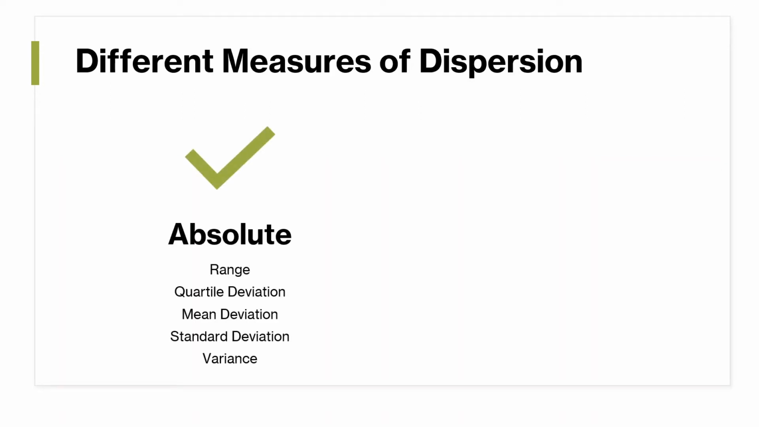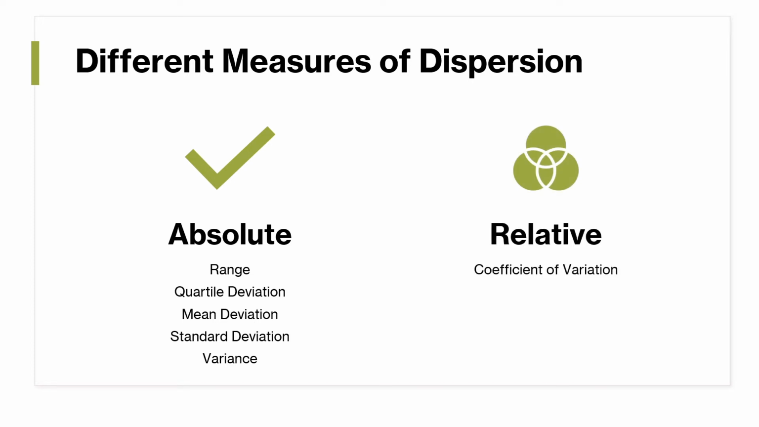There are two kinds of measures of dispersion, absolute and relative measures of dispersion. We will be discussing range, quartile deviation, mean deviation, standard deviation, and variance, while the relative measure of dispersion is the coefficient of variation. There are many other relative measures of dispersion, but our concentration will be on the coefficient of variation. Coefficient of variation is calculated based on standard deviation, and that's why it's called a relative measure of dispersion.